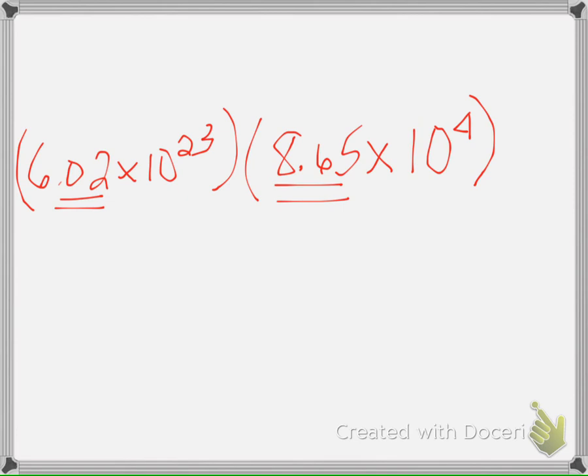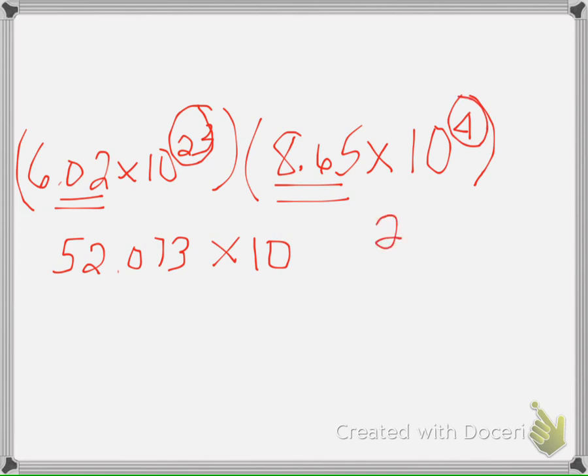Alright, when we multiply 6.02 times 8.65, we get an answer of 52.073. Okay, now we're going to do times 10. And when you multiply two scientific notation numbers, you're going to add the exponents together. So 23 plus 4 is 27. Okay, so this is our preliminary answer.